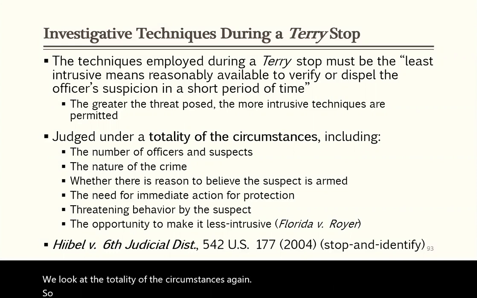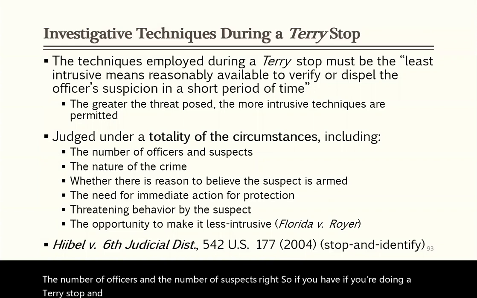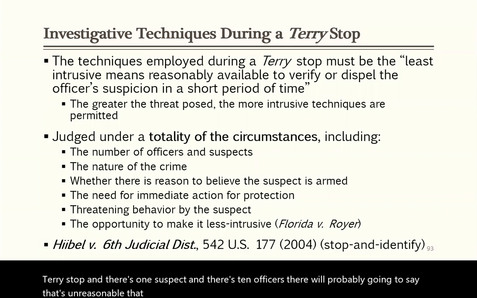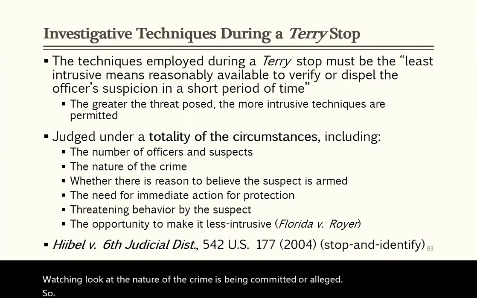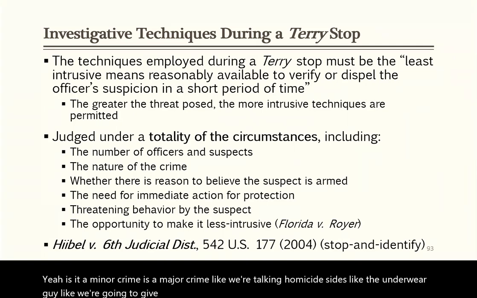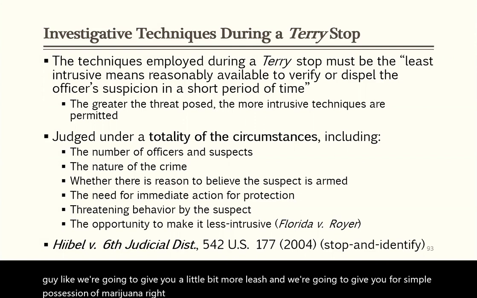So we look at things like the number of officers and the number of suspects. All right, so if you're doing a Terry stop and there's one suspect and there's 10 officers there, we're probably going to say that's unreasonable. That looks like an arrest, right? You need probable cause. We're also going to look at the nature of the crime that's being committed or alleged. Is it a minor crime? Is it a major crime? If we're talking homicide, besides the underwear guy, we're going to give you a little bit more leash than we're going to give you for simple possession of marijuana, right? If that's what you suspect.